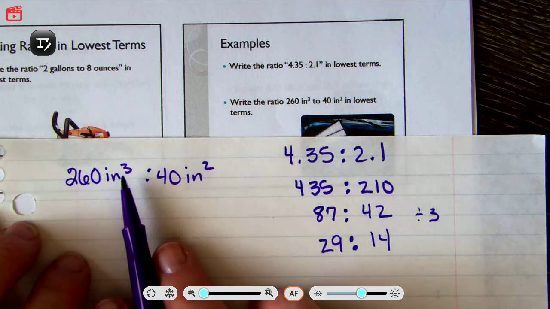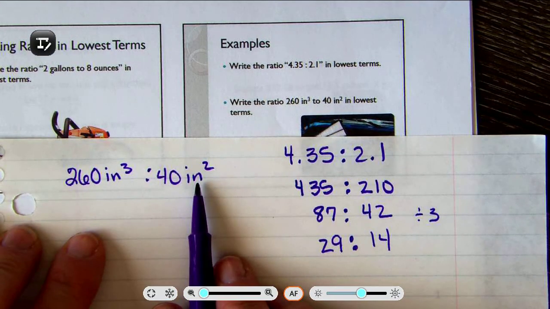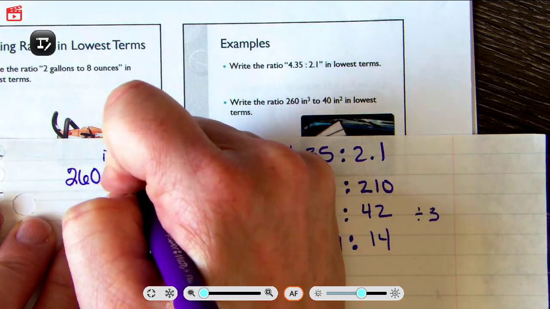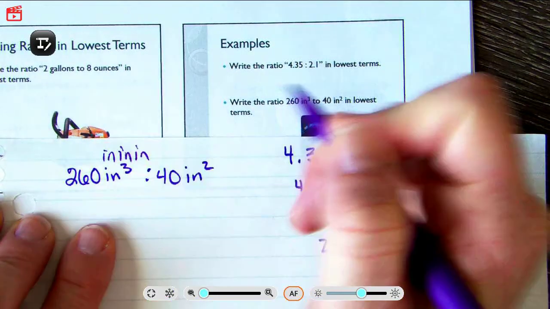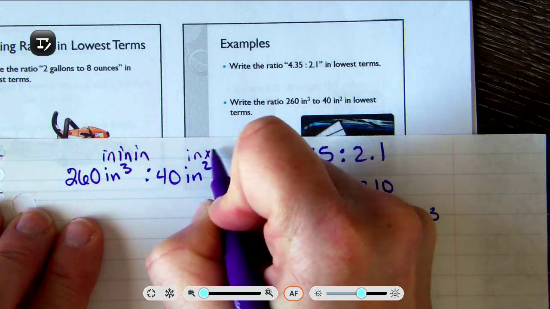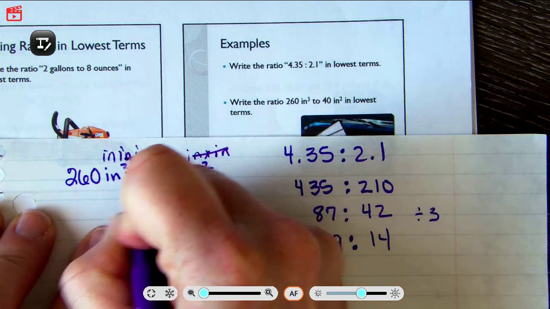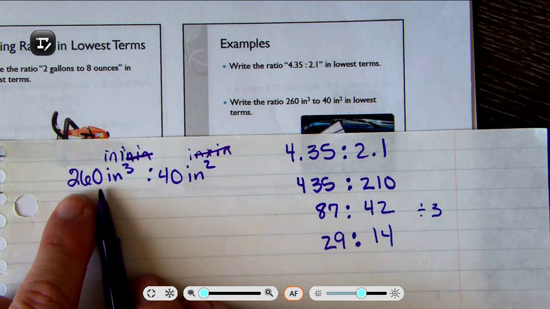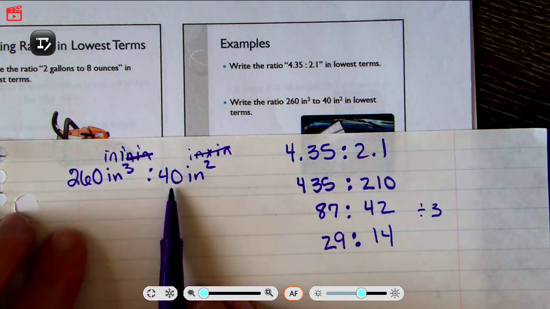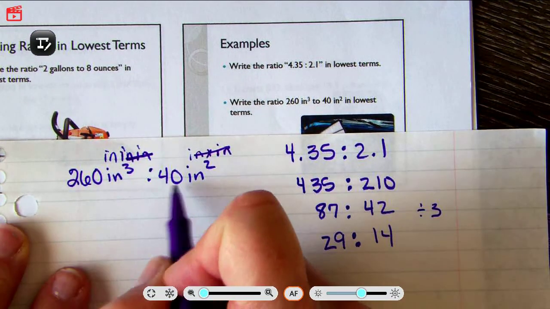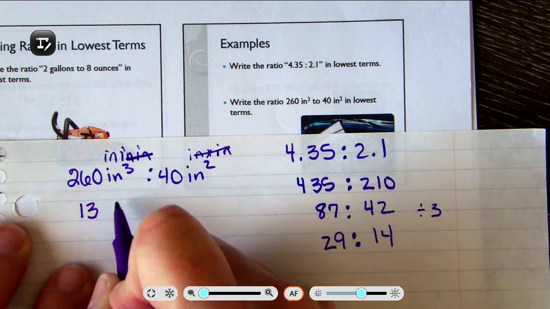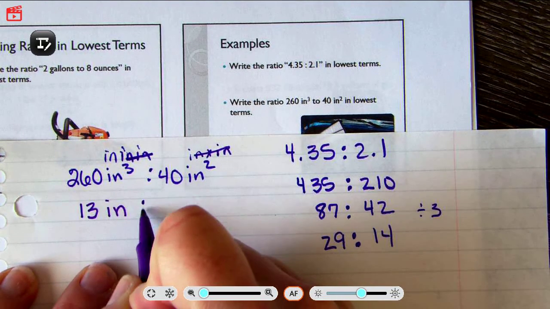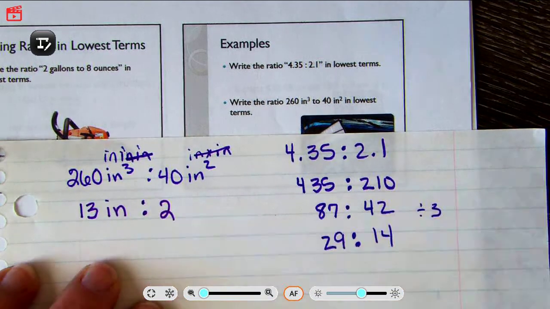So this inch cubed and this inch squared, so inch cubed is like an inch, inch, inch, and this is an inch by an inch. We can reduce and get rid of 2 of those inches. We can also notice that this is divisible by 20, so I'm going to divide both of these by 20, and so I'll get 13 inches to 2.